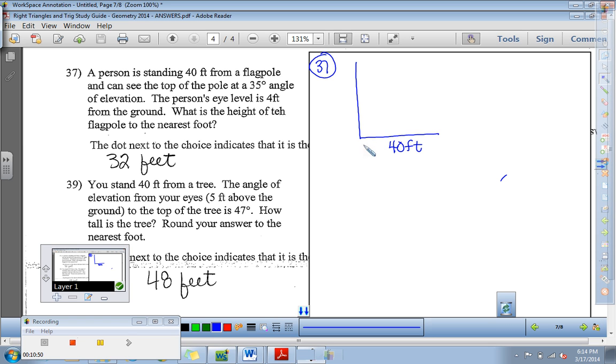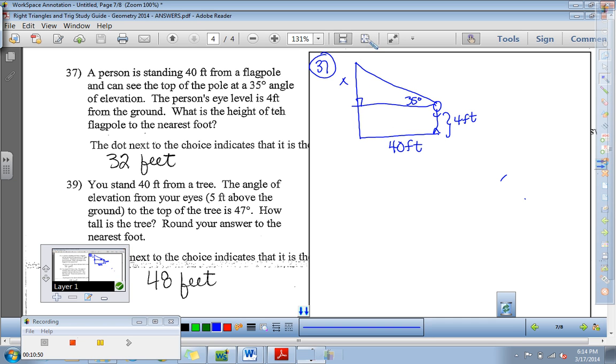So here's the person. Let's draw the person here. Their eye level is 4 feet from the ground. Where they're looking from, it says the person can see the top of the pole at a 35-degree angle. So they look straight across, and then they look up, and that's 35 degrees, the angle of elevation. What is the height of the flagpole to the nearest foot?